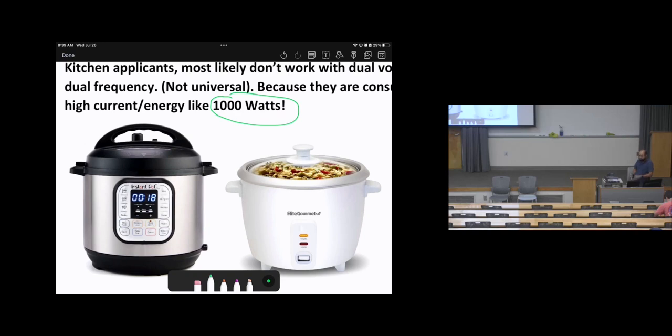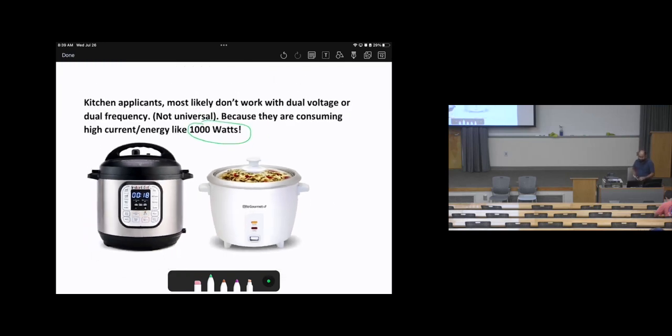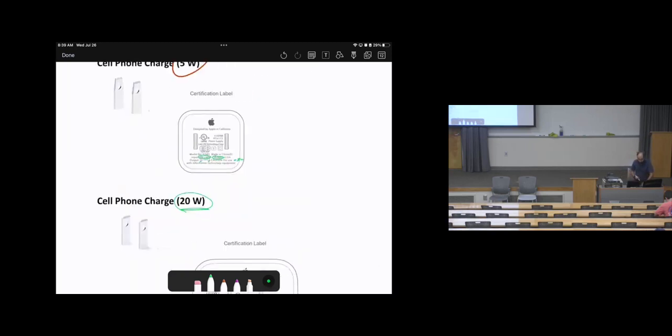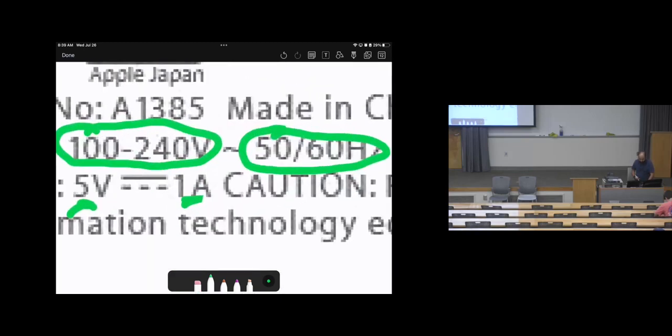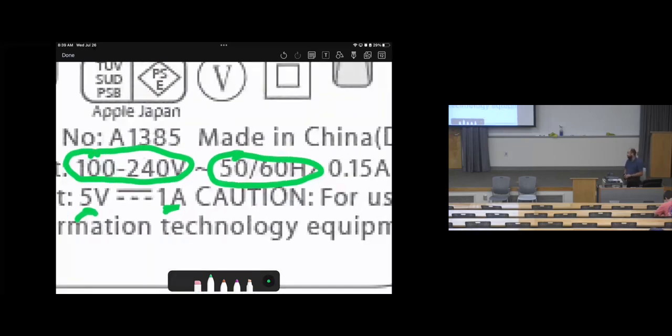So here I'm demonstrating some appliances that can sometimes be universal, sometimes not. There are many factors. Again, what I encourage you is to look at the data sheets or the label and see if it supports different voltages or not. I showed you earlier how to see this. You will see something like 100 to 240 volts, or 50 hertz to 60 hertz, etc. Okay? Any questions?